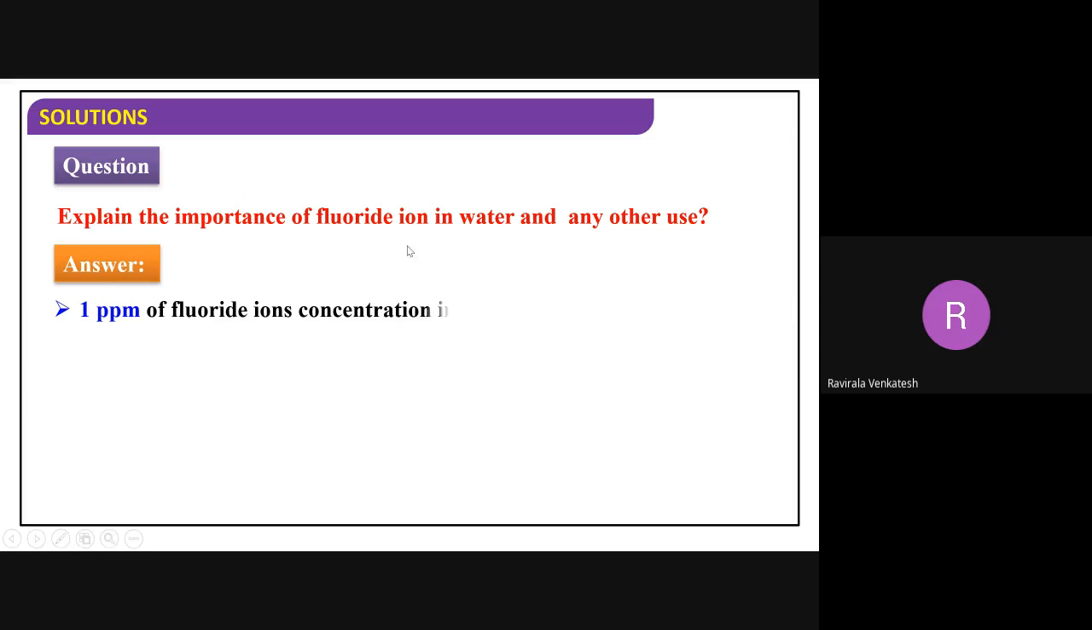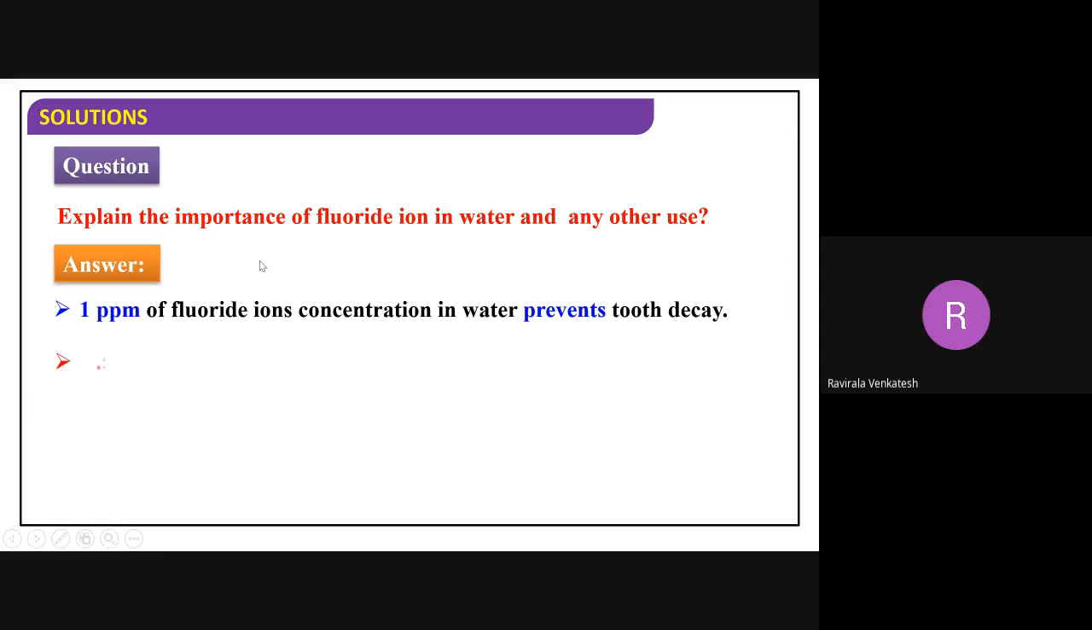Explain the importance of fluoride ion in water and any other use. 1 ppm of fluoride ion concentration in water prevents tooth decay. So 1 ppm is very important for us. It should be there in the water, which prevents tooth decay. So the presence of 1 ppm is 1 part of fluorine in 10 lakhs of water.